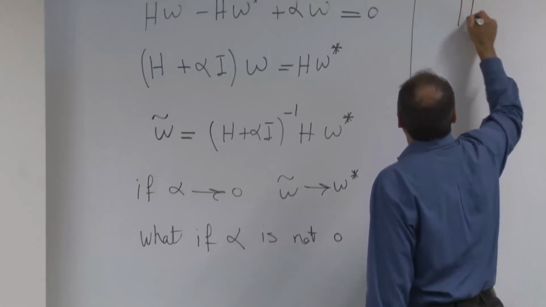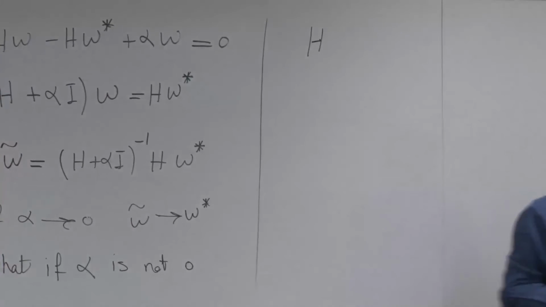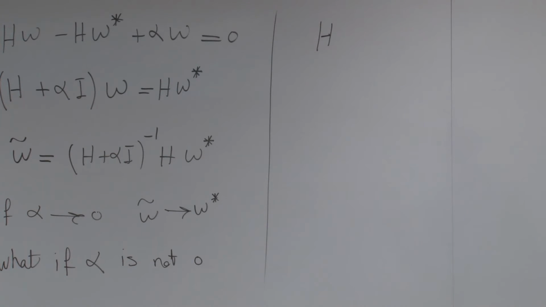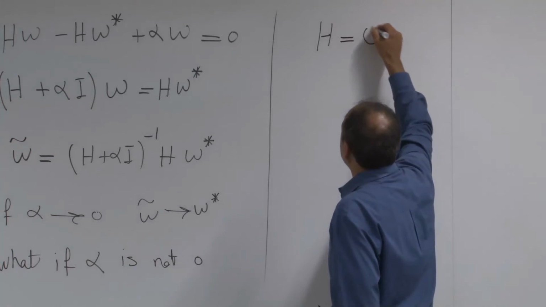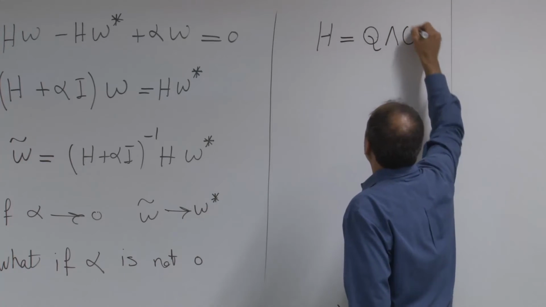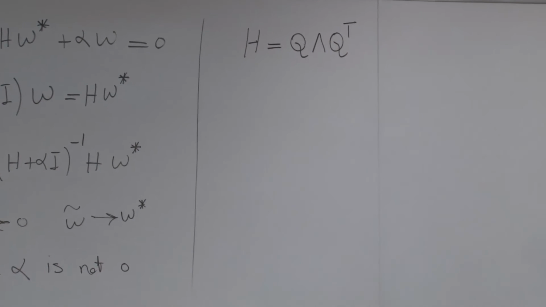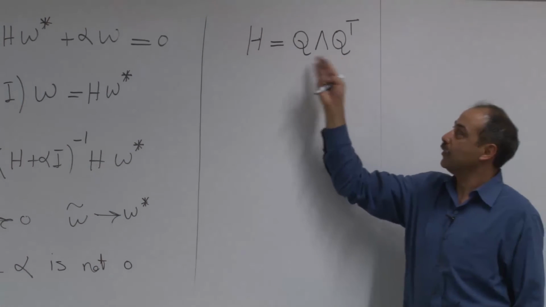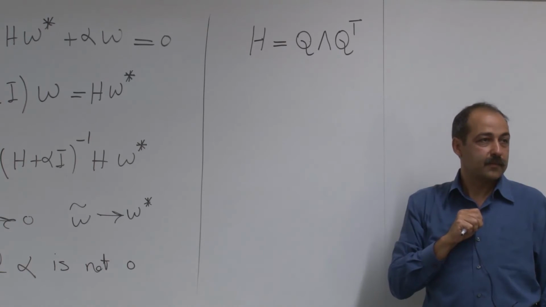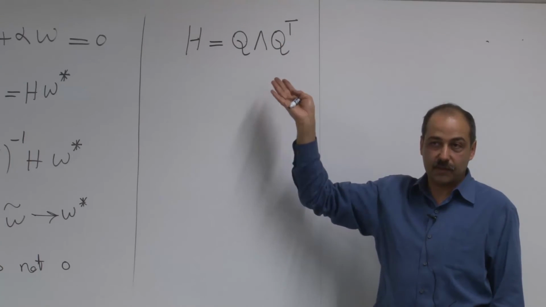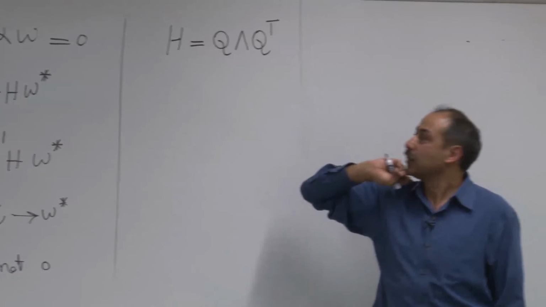H is a matrix. I can use singular value decomposition to decompose this matrix. This is the Hessian matrix, and it's a symmetric matrix. So if I apply singular value decomposition, it's going to be Q lambda Q transpose, because it's symmetric, so these two are going to be the same. And these Q's are orthonormal matrices, or eigenvectors of H transpose, and so on.